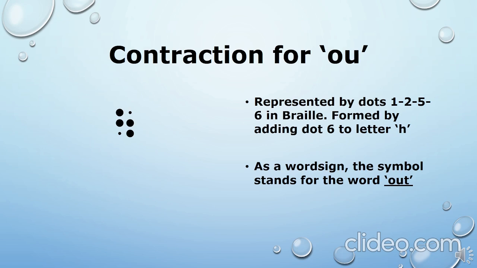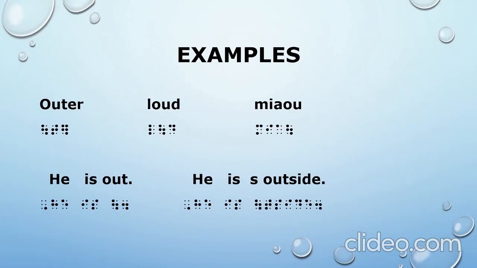So let's have some examples for the contraction of OU as a group sign. We have here the words outer, loud, and meow. Outer is spelled as O-U-T-E-R. O-U can be contracted using dots 1, 2, 5, and 6, then followed by letter T and the contraction for ER. So here we're able to save 2 cells. Instead of using 5, we're now able to use 3 cells because we have 2 contractions.